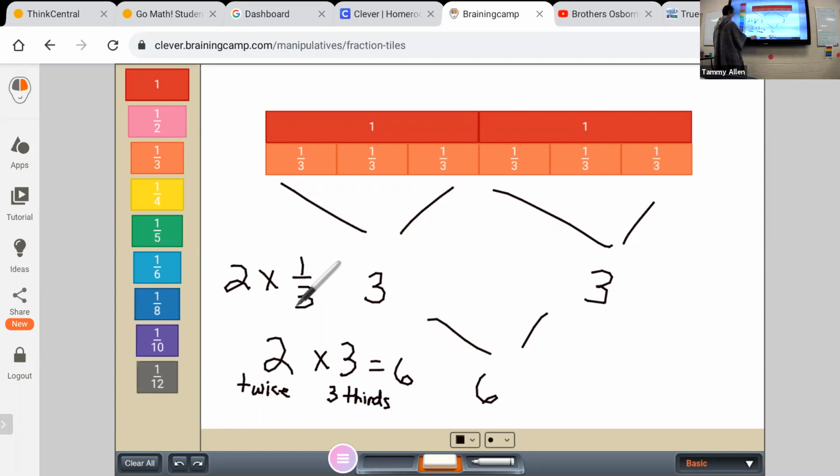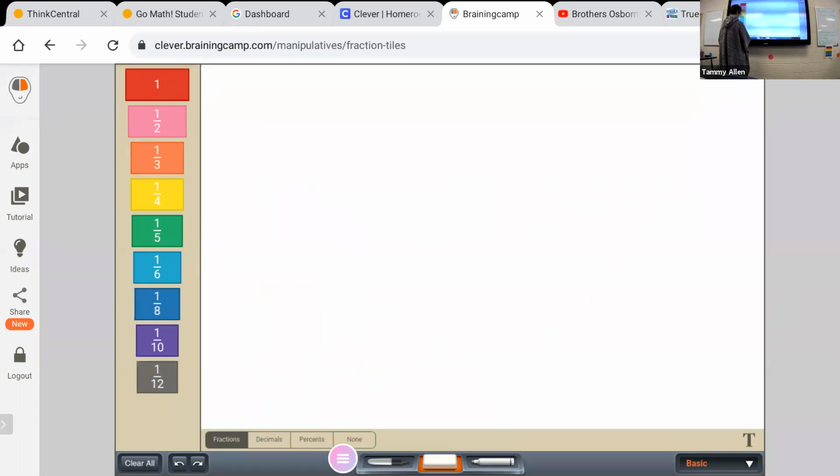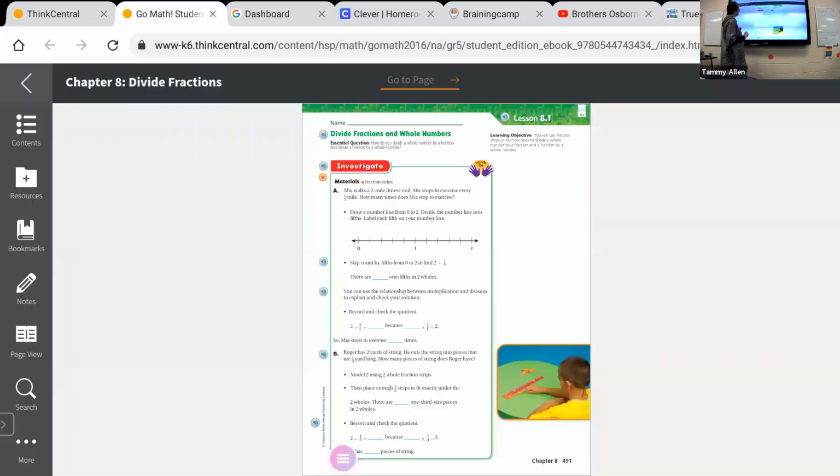Okay, let's go back to our book. Oh, by the way, how many pieces of string? 6 pieces of string. And how many times did Maya stop to exercise? 10. Yep.